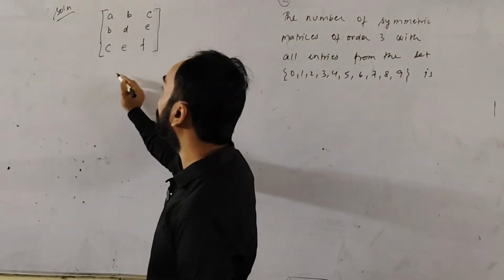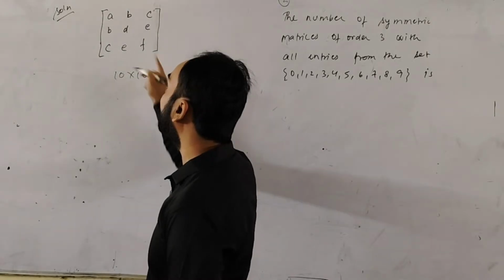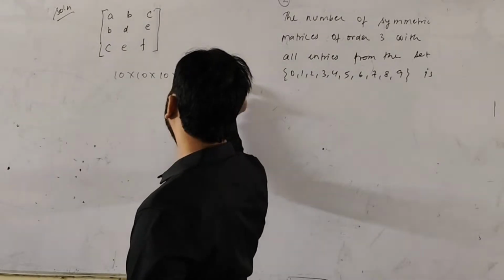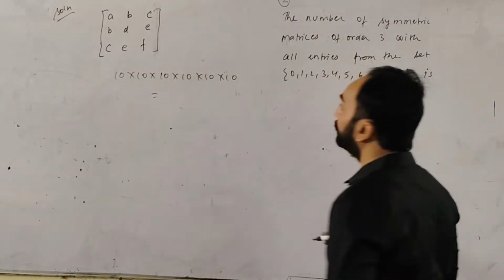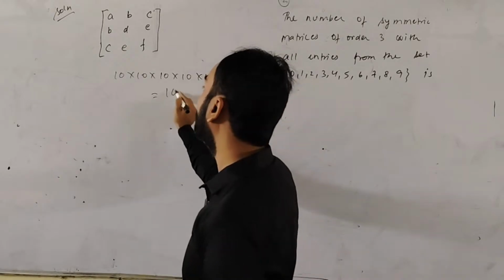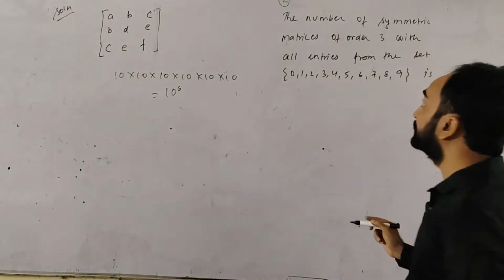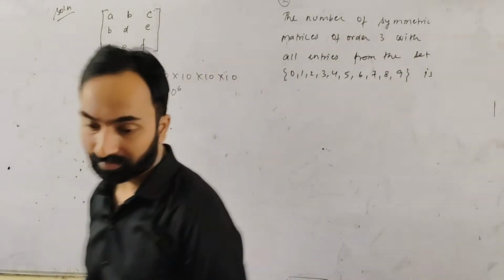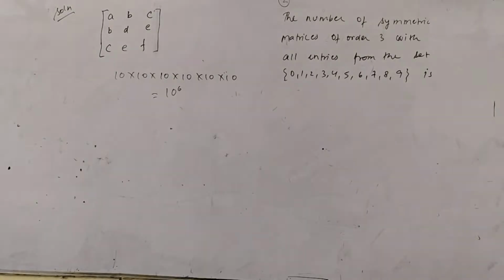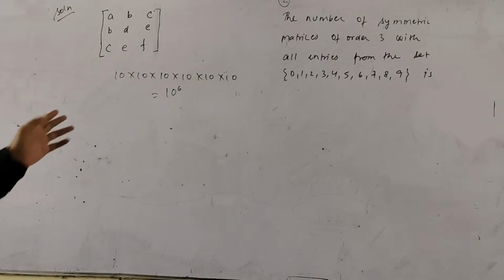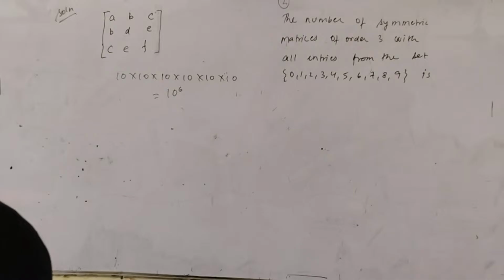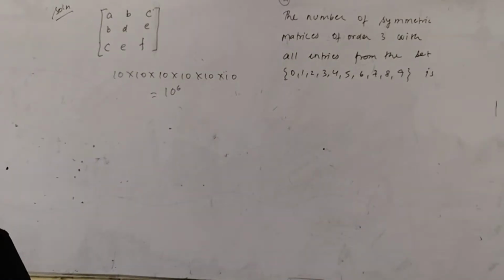So what I will do, this will become what? 10 into 10 into 10, 6 times. So the answer of this problem will be 10 to the power 6. Means 10 to the power 6 symmetric matrices we can form with the help of these entries, because we can select A in 10 ways, B in 10 ways and C in 10 ways, correct? So this is the solution for that. Write it down and then we'll move to question number 3.